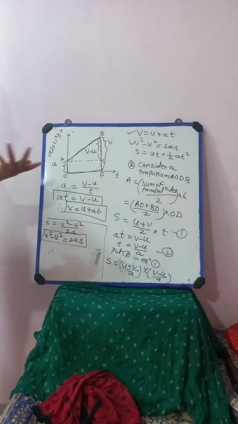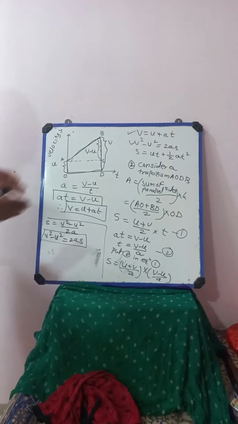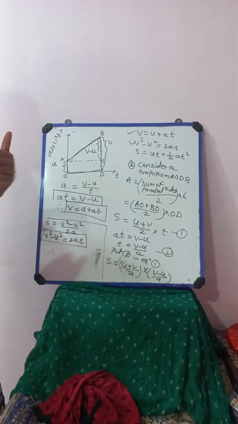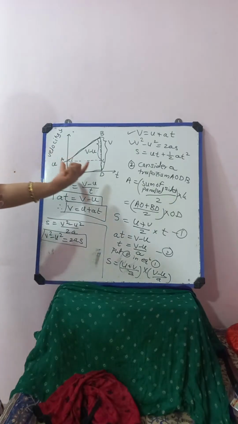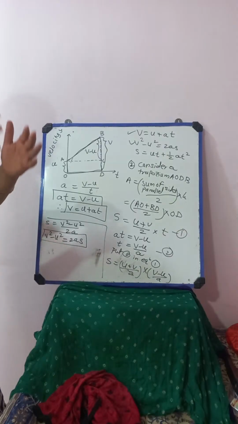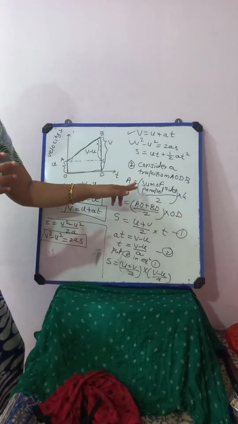So the first one is very easy. We took acceleration A is equal to V minus U by T. Just adjust it and you will get V is equal to U plus AT. And to prove that V square minus U square is equal to twice AS, you have to consider the same graph, but take the total area of the trapezium. The area of the trapezium is the sum of the two parallel sides divided by 2 into height. This is the formula.